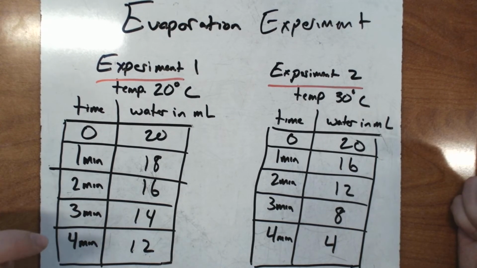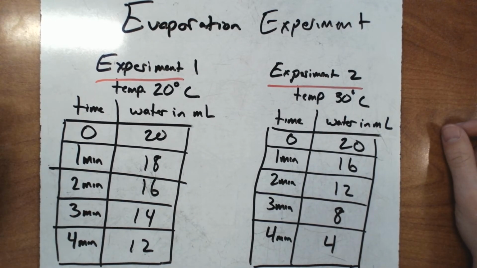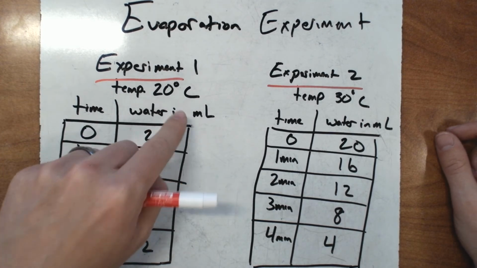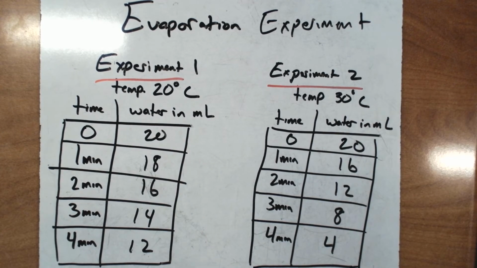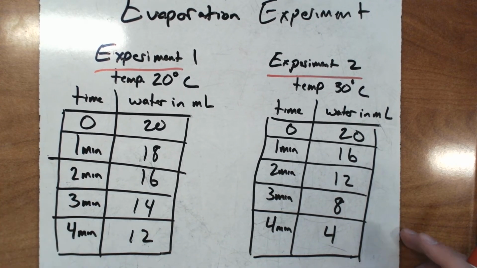And if I was to write out a simple paragraph for this, I would say I've got 2 cups of water. They both start with the exact same amount of water. One is at 20 degrees Celsius, one is at 30 degrees Celsius, and I'm going to see how the temperature is affecting the rate of evaporation. So I've already kind of got this set up for an experimental design.